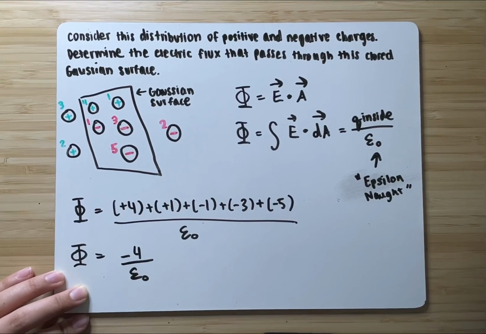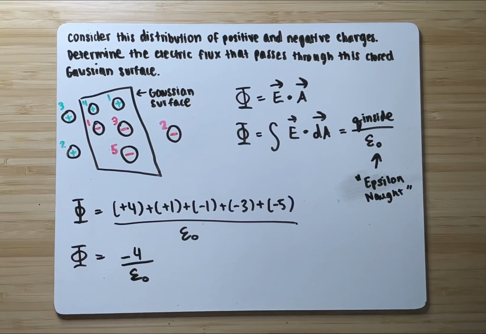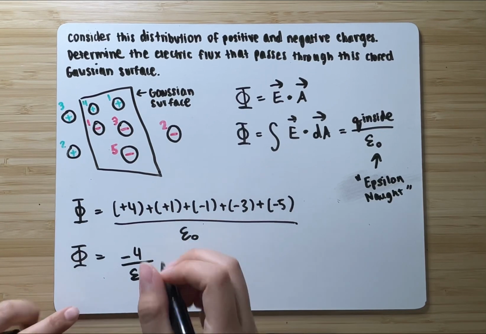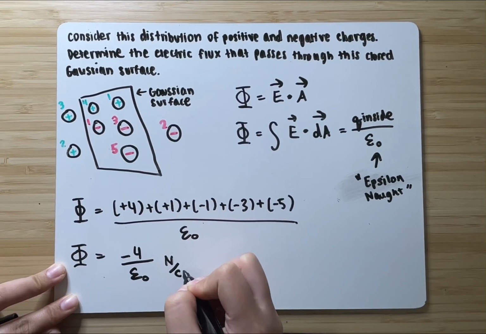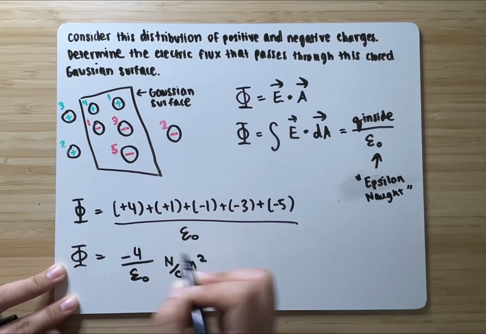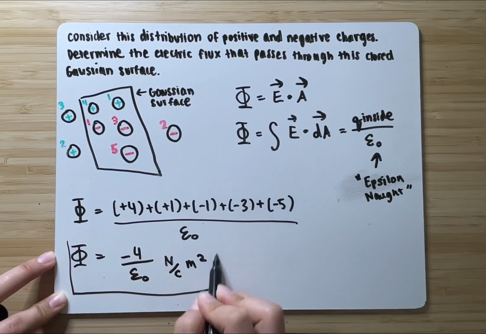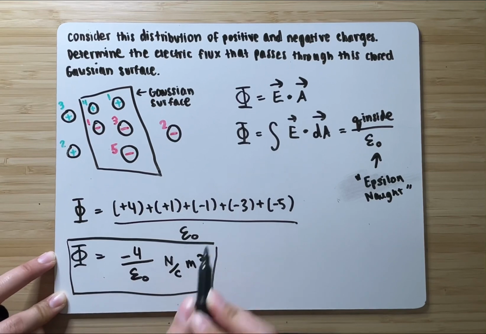This is going to be your answer, but what about your units? Your unit is going to be newtons per coulomb times meter squared, okay? Because electric flux is always newtons per coulomb times meter squared. There you go.